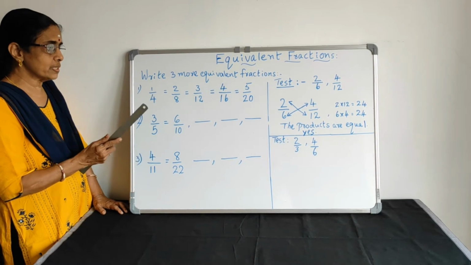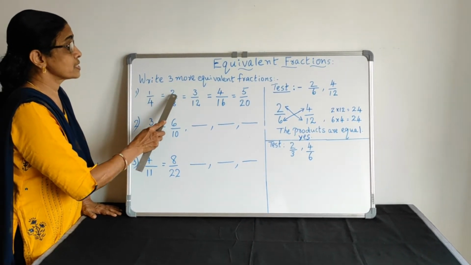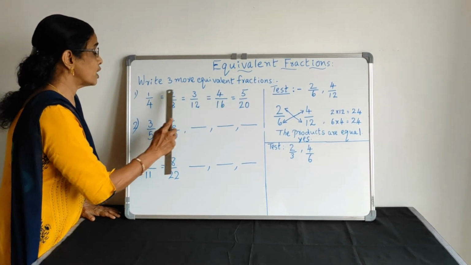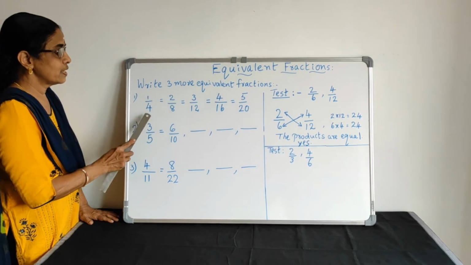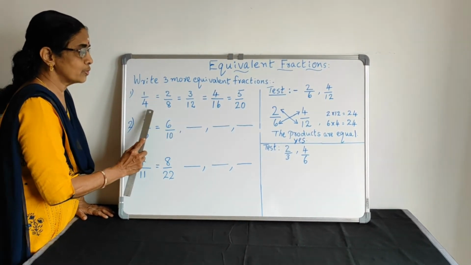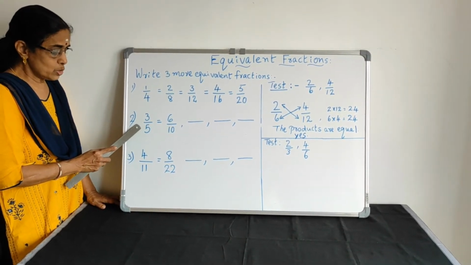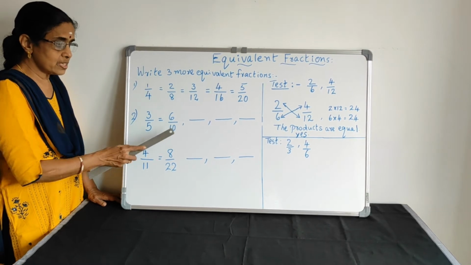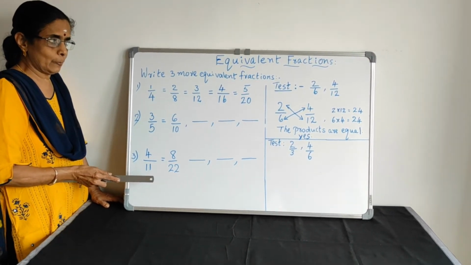Closely observe. There is a small trick. Numerators are the 1 times table: 1, 2, 3, 4, 5, continuous. Denominators are 4, 8, 12, 16, 20, the 4 times table. So you have to try 2 questions. Write 3 more equivalent fractions continuously.